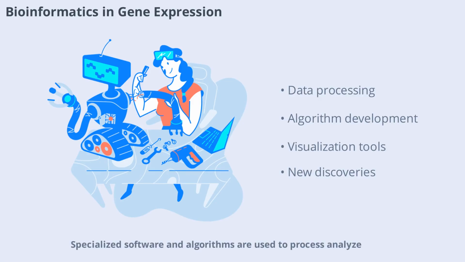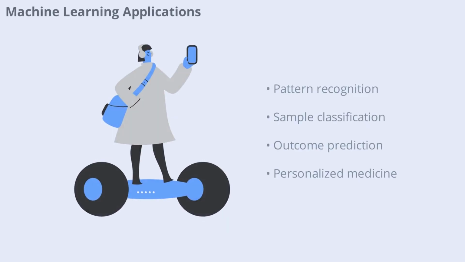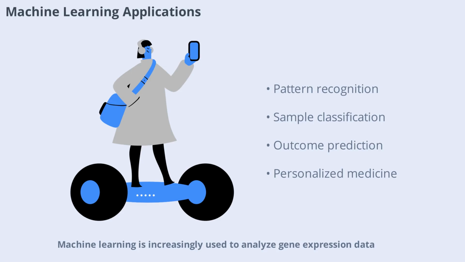Specialized software and algorithms are used to process, analyze, and interpret large datasets. Bioinformaticians develop tools for normalization, statistical testing, and visualization, making sense of complex data and enabling new discoveries. Machine learning is increasingly used to analyze gene expression data. These algorithms can identify patterns, classify samples, and predict outcomes based on complex datasets. Machine learning enhances the power of gene expression studies, enabling more accurate diagnoses and personalized medicine.